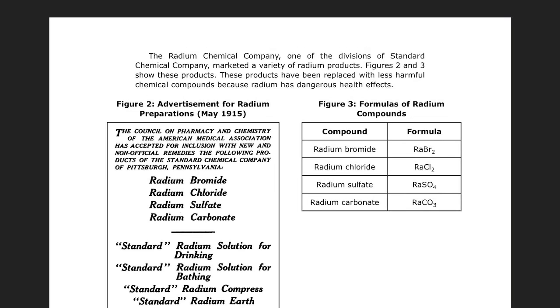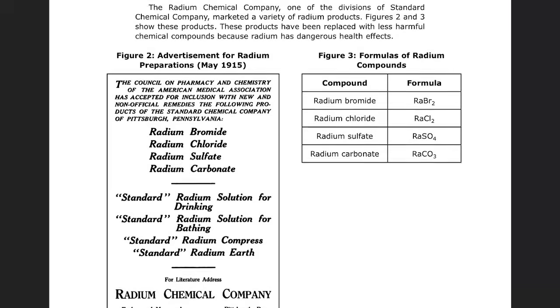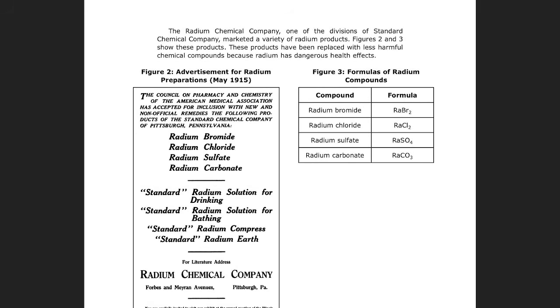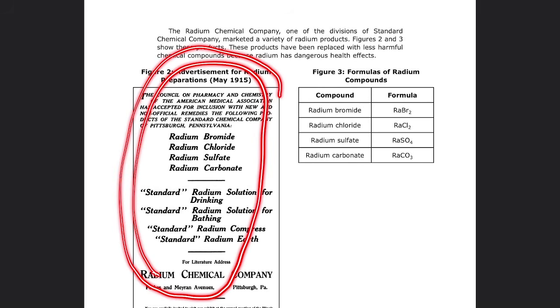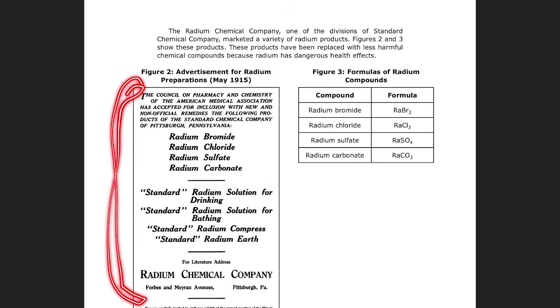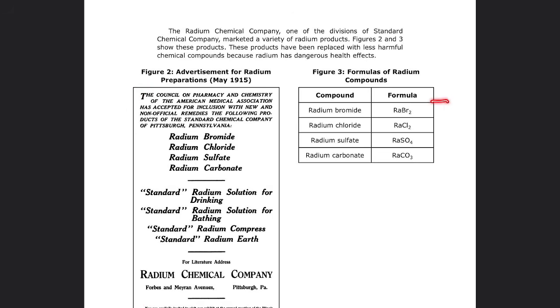All right, so moving along, we have a little bit more reading. It says that the Radium Chemical Company, one of the divisions of Standard Chemical Company, marketed a variety of radium products. Figures 2 and 3 show these products. These products have been replaced with less harmful chemical compounds because radium has dangerous health effects. So figure 2 is kind of showing, I don't know if you would call it a propaganda poster, but something vouching for these great effects of radium. And then figure 3 is showing different radium compounds, whether they're combined with bromide, chloride, sulfate, or carbonate anions.